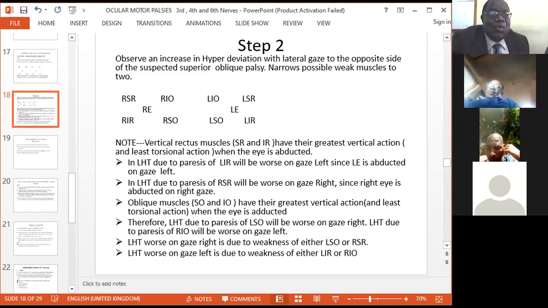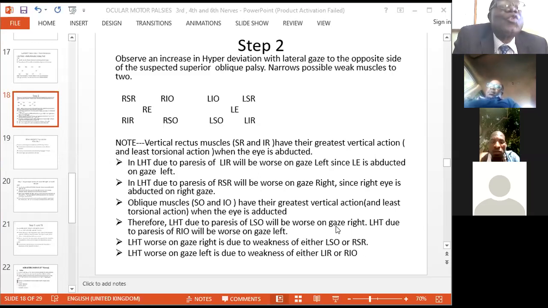Step two. This is a chart which actually should be in the clinic, written and laminated. Is it an oblique muscle? Chart it. Use it to make a diagnosis. Students can make a diagnosis easily.